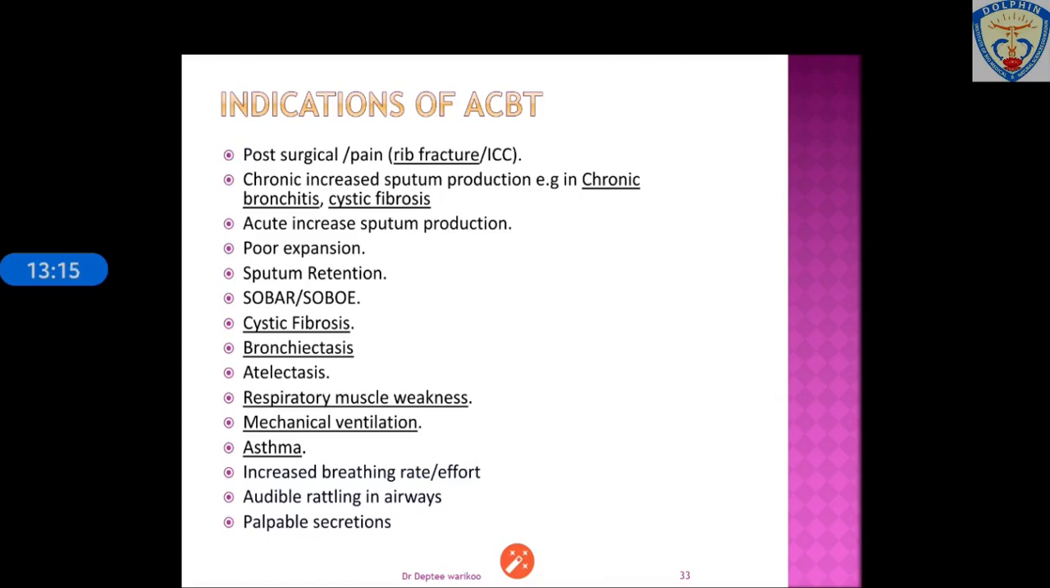So what are the indications of ACBT? You can perform ACBT in post-surgical patients, chronic diseases like cystic fibrosis, bronchitis, acute increased sputum production, if there is poor expansion of the chest, if there is retention of the sputum, bronchiectasis, atelectasis, or if there is respiratory muscle weakness, the patient is on mechanical ventilation, suffering from asthma, or there is audible rattling in the airways or palpable secretions. In all these cases, ACBT has been found to be effective.